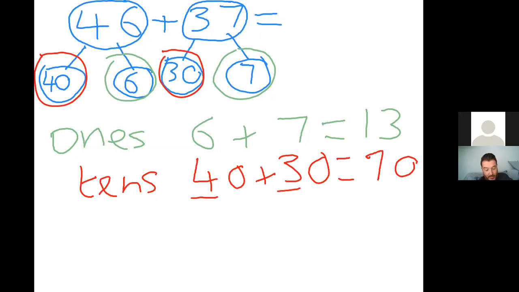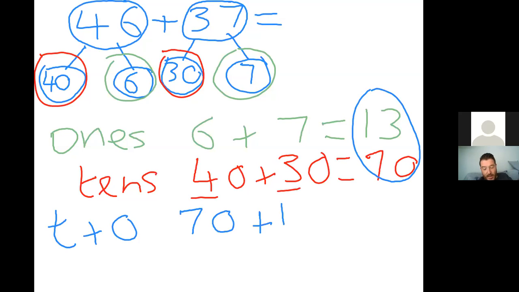Then finally, we need to add the tens and the ones together. So these two parts. I'm going to put the tens first for this because I find it easier. 70 add 13. Well, I can do this quite easily, even though it looks quite hard. Because I know that 70 add 10, which is the one part here in 13, will give me 80. Then I can add on the 3 to make 83. So 46 add 37 is 83.